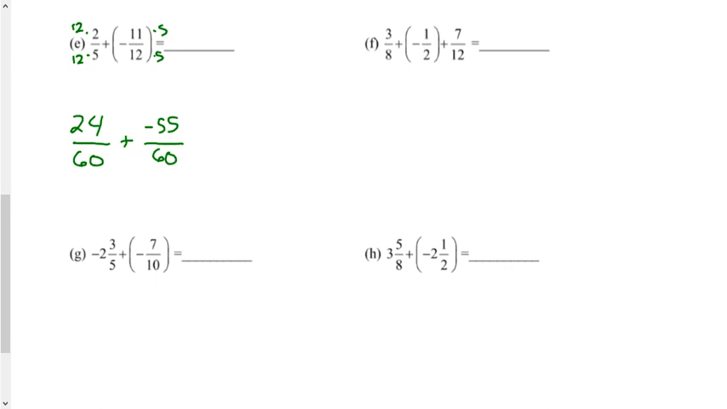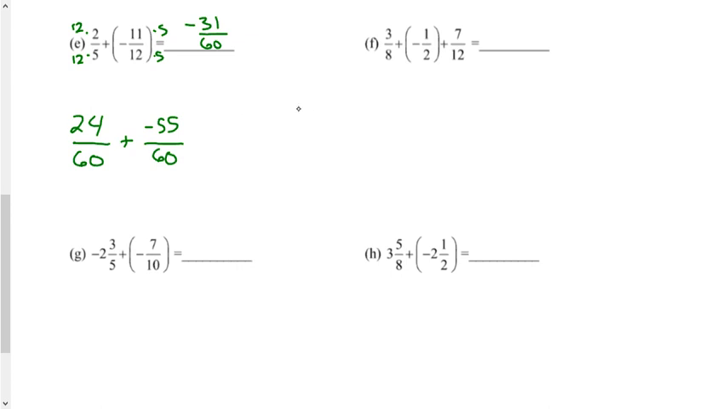Okay. Notice that the larger number here is a negative, and so we're going to end up having a negative answer when we do this. So we're going to take 55 and find the difference of 55 and 24. That's going to be 31. Then my answer ends up being negative, so negative 31/60. Nothing goes into that, and we're done.